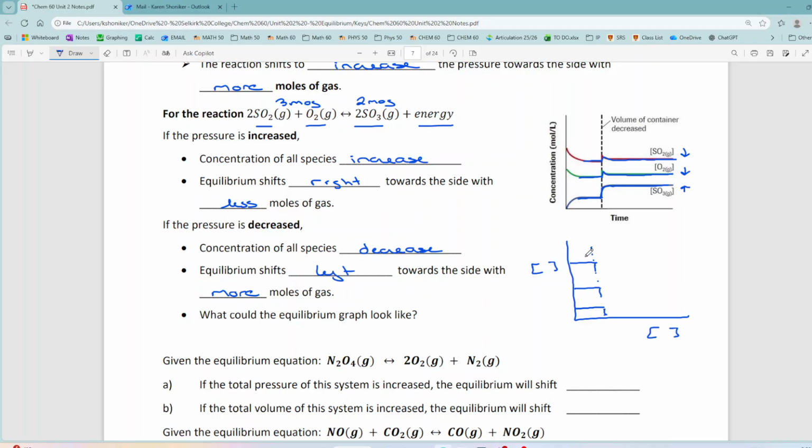We are then going to shift left towards, now let's label these. So this is SO2, this is O2, and this is SO3. So we are shifting left so that we get more moles of gas. So we are going to have that sudden drop, and then we're going to increase the concentration of SO2. We are going to increase the concentration of O2, and then the concentration of sulfur trioxide will decrease. So you'll have an increase and a decrease until this new equilibrium is established.